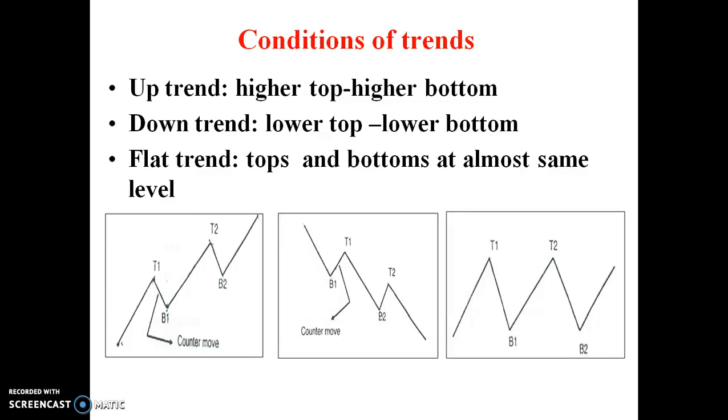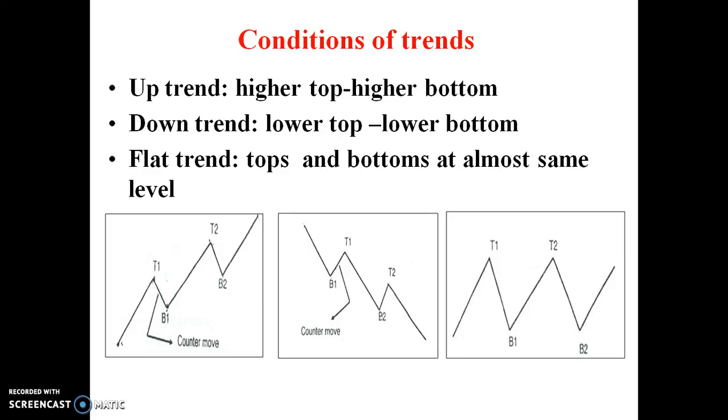zigzag price movement. The uptrend is identified by higher tops and higher bottoms of the price movement. As in the left hand figure, T2 is more than T1 and B2 is more than B1, thus forming higher top and higher bottom. Therefore, this is an uptrend.